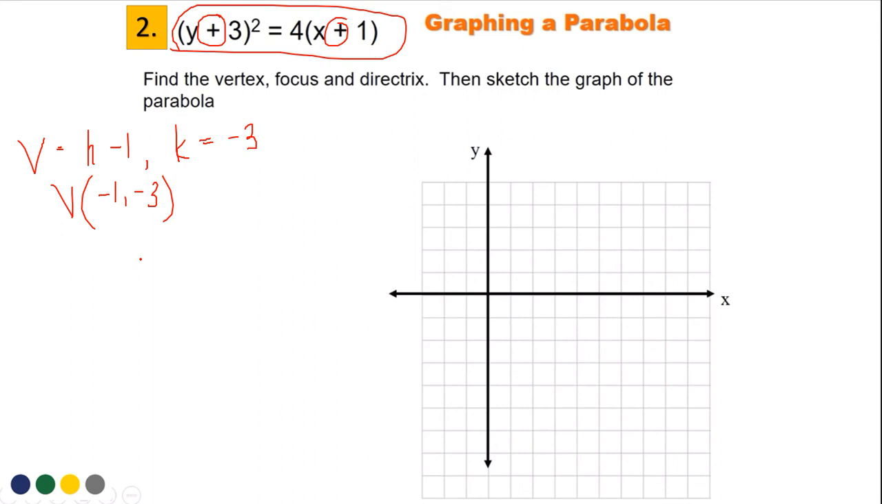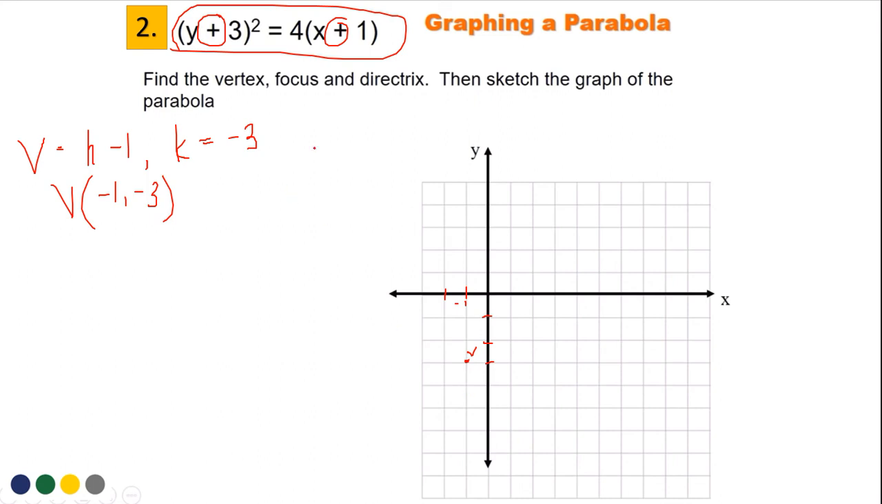Since we have the value of hk here, we're going to use the long formula of the standard form of parabola. So negative 1, negative 3. So this is quadrant 4. I mean quadrant 3 kasi both negative. So this is negative 1, 1, 2, 3. So this is the vertex. Yeah, vertex.